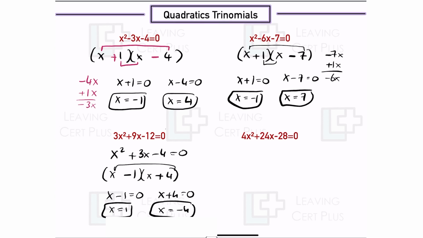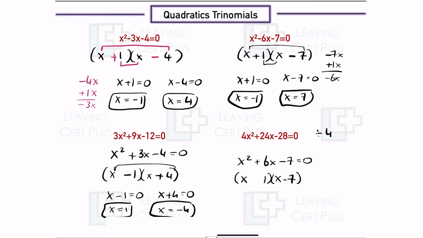So first of all, you want to divide across by 4. So that's going to be x squared plus 6x minus 7 is equal to 0. So then you can open up your brackets. x and x are going to multiply to give the x squared. 7 and 1 will give you a 7. And then you want a positive 6.